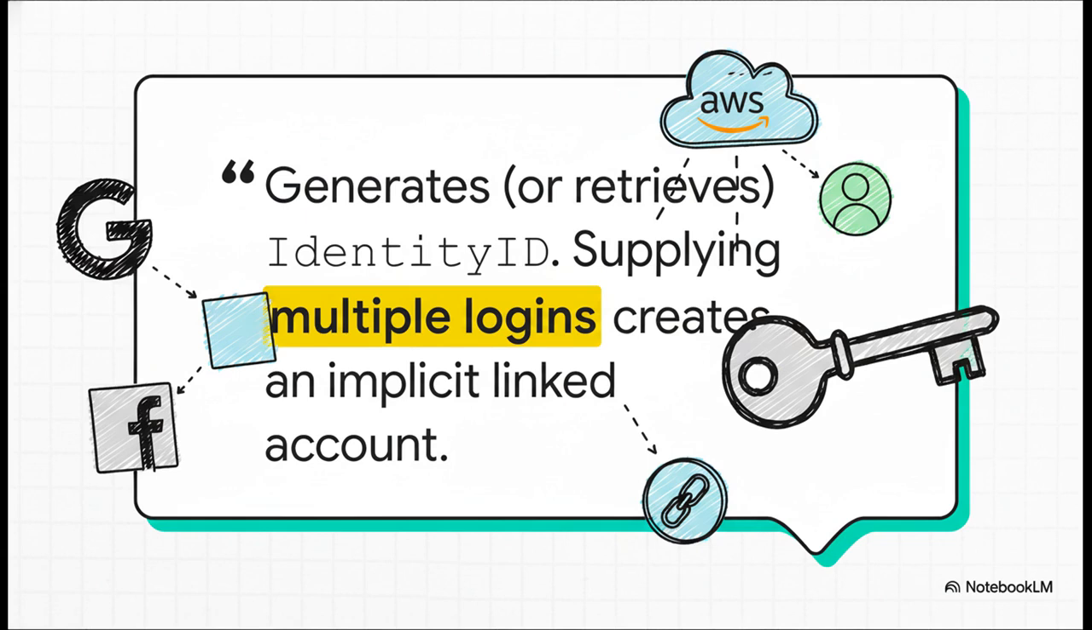And what's so powerful about this, as the docs point out, is that if a user signs in with Google one day and then comes back and signs in with Facebook the next, Cognito is smart enough to implicitly link those logins. It recognizes, hey, this is the same person, and keeps them under that one consistent identity ID. It creates this totally seamless experience for them.